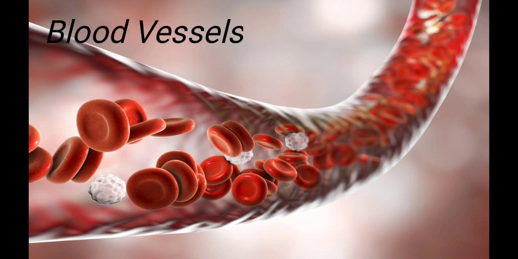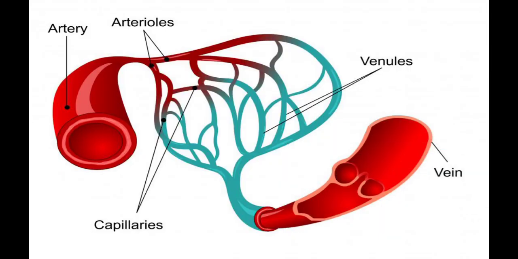Blood vessels. The blood flows in blood vessels which are of the following types. Arteries are the blood vessels that carry the blood away from the heart and carry oxygenated blood. Veins are the blood vessels that bring back the blood to the heart and carry deoxygenated blood. Capillaries are fine vessels which connect the arteries and veins.